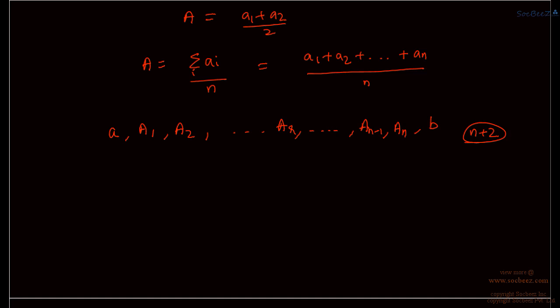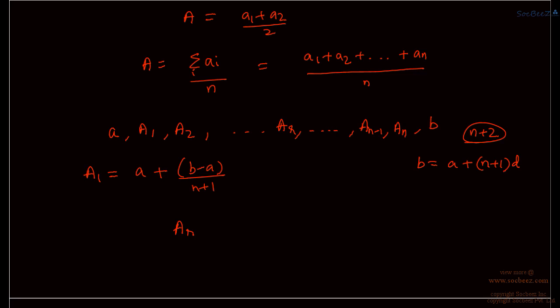Let the common difference between A and B be D. Now after that, it just becomes simple. Suppose you are supposed to find out A1. A1 is A plus the common difference. B can be written as A plus (n plus 2 minus 1), which is n plus 1, into, let's say the common difference D. So D is nothing but (B minus A) by n plus 1. So we get A1 is equal to A plus (B minus A) by n plus 1, right? Because A1 is just A plus D. Similarly, A2 is A plus 2 times (B minus A) by n plus 1.